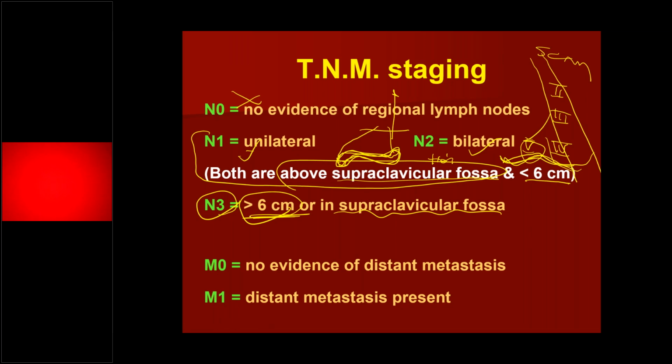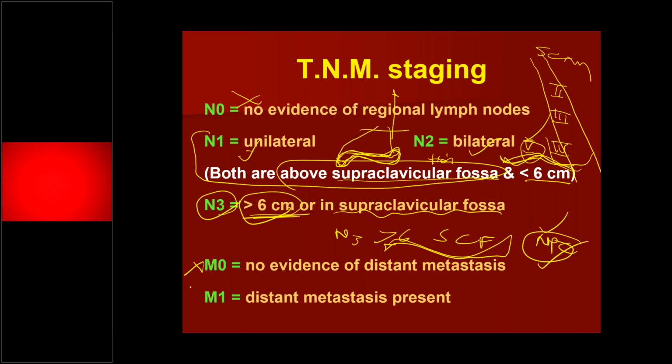For all others the classification is different, whereas you have to learn this one by heart. N3 is more than 6 centimeters in the supraclavicular fossa in nasopharyngeal carcinoma. You have to remember this. You have to write it down on paper and stick it in your rooms so that you can remember it as easily as possible. That is the way you have to learn these things by heart. Keep on seeing them daily.